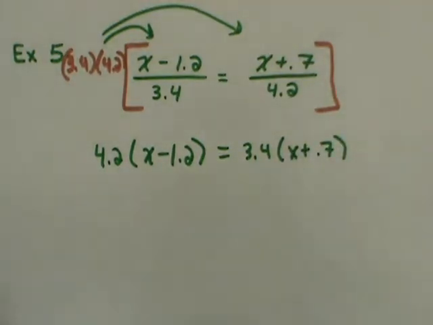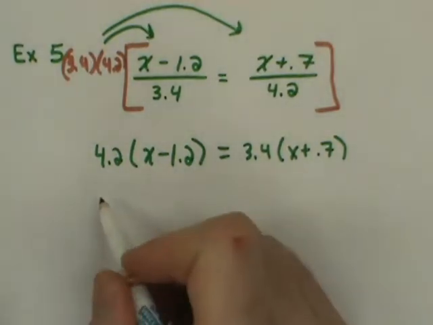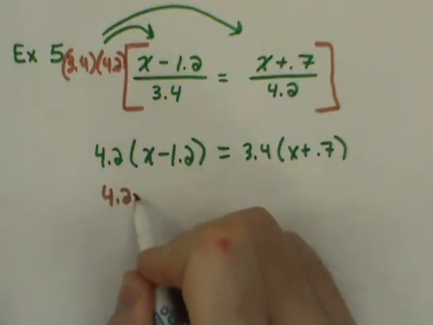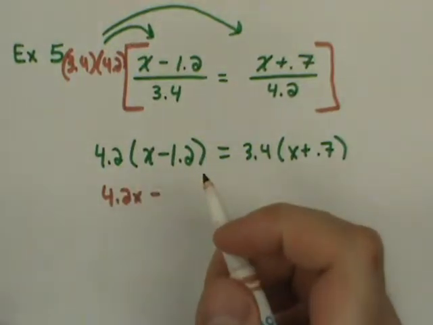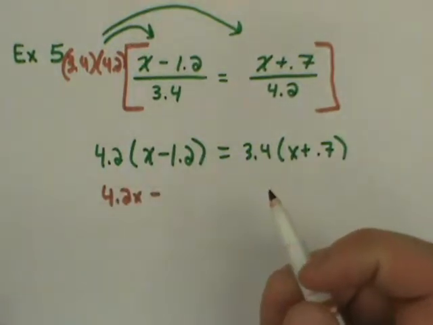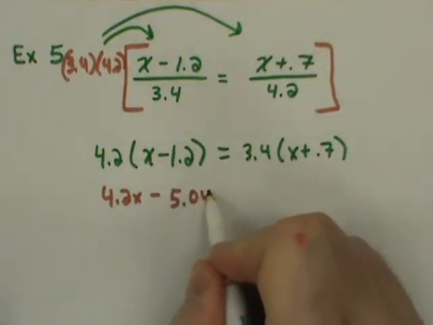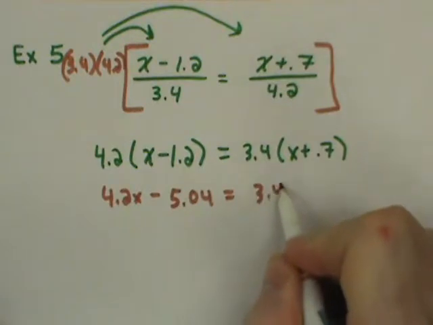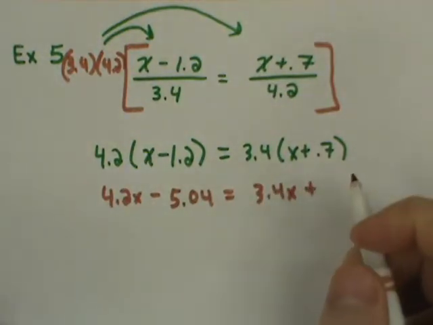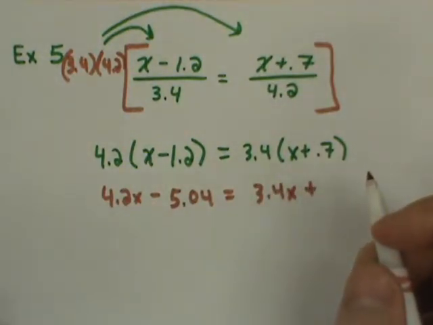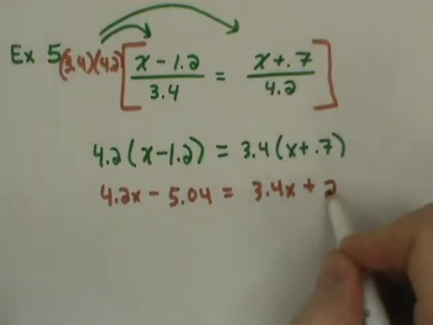I'll distribute each of these leading terms across the respective parentheses, and this would give me 4.2x minus 5.04 equaling 3.4x plus 2.38.